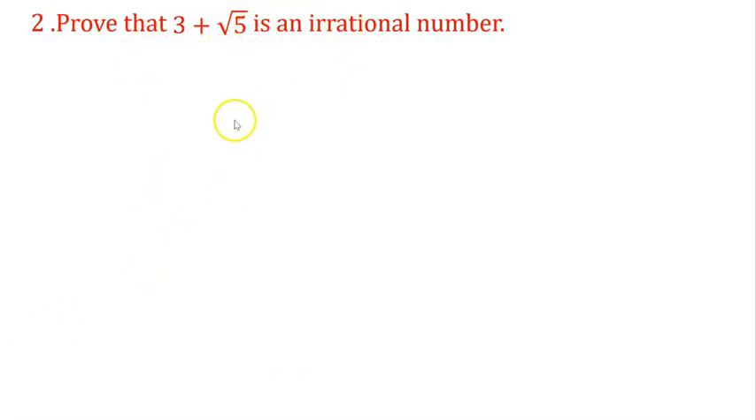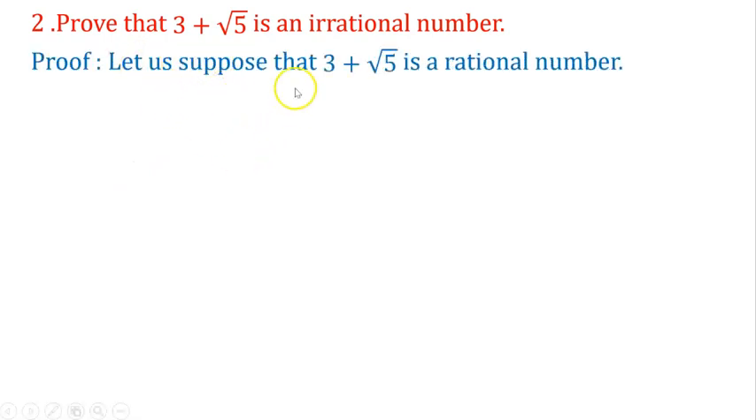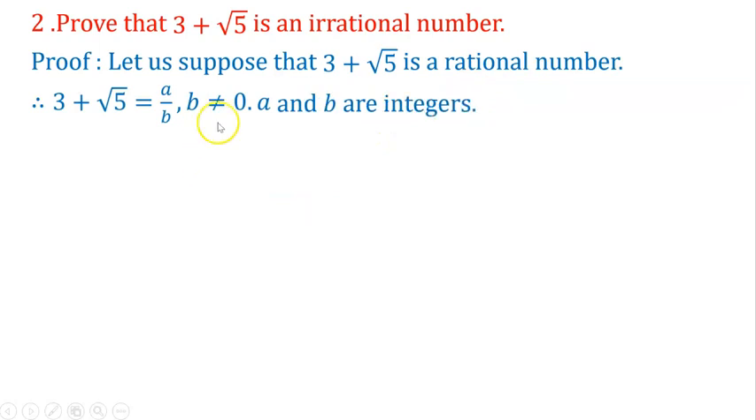Again here we will apply the indirect proof. Let us suppose that 3 plus root 5 is a rational number. We want to prove that it is an irrational number, but here we are using indirect proof, so we suppose that it is a rational number. As it is a rational number, we can express it in the form a upon b, where b is not equal to 0, and a and b are integers. Next, root 5 is equal to a upon b minus 3. This is the first expression.